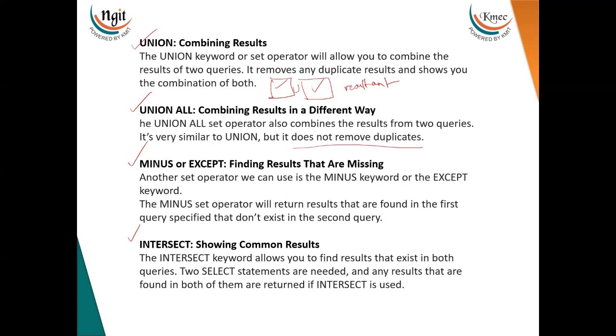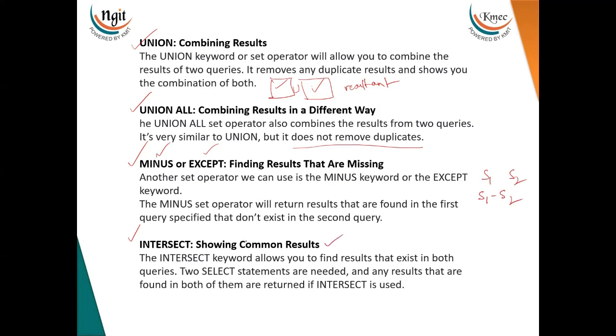Coming to minus or except, as said before, some SQL servers may not accept minus as a keyword. So in that case, we will use except as a keyword to perform the except operation between two tables. When an except operation is performed, it returns the results that are found in the first query. For example, as discussed before, we have two tables, say S1 and S2. When S1 minus S2 is performed, it retrieves all the tuples which are not present in S2.